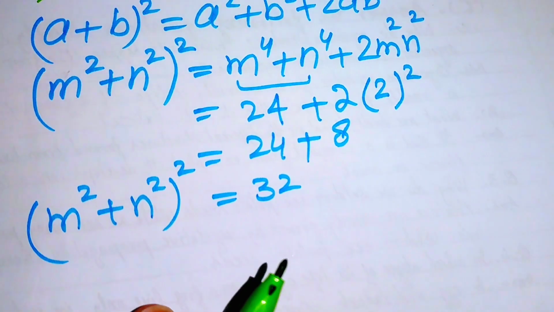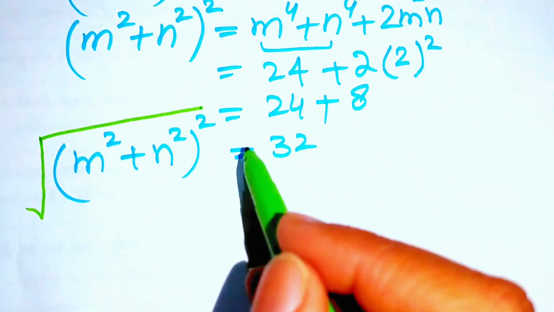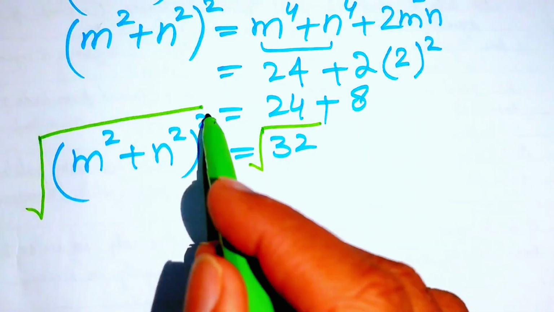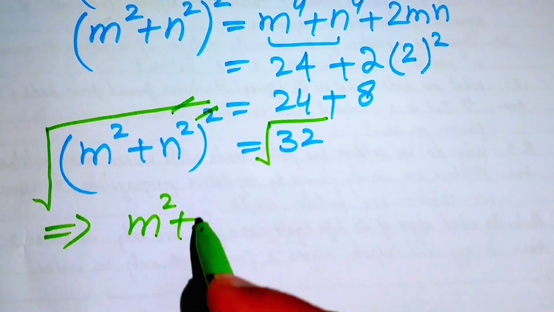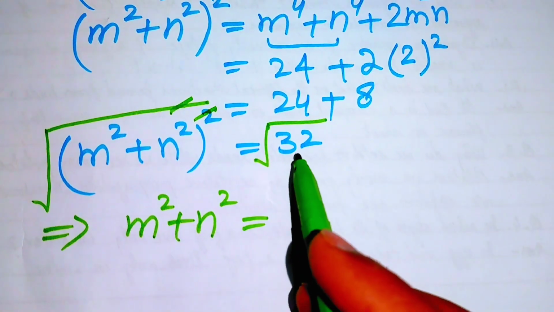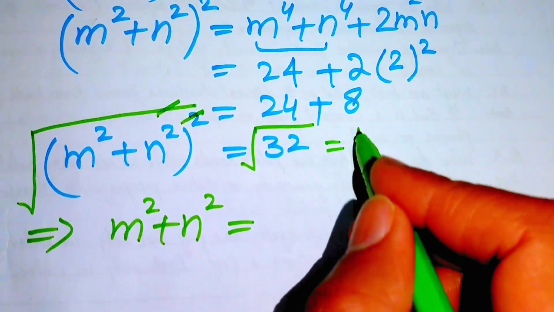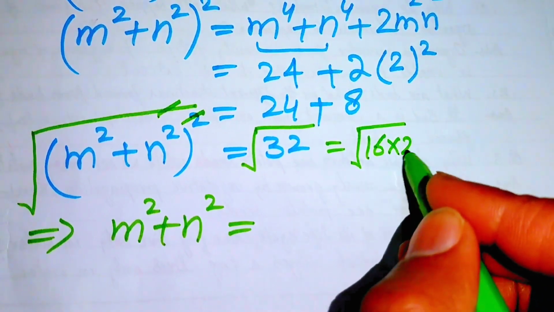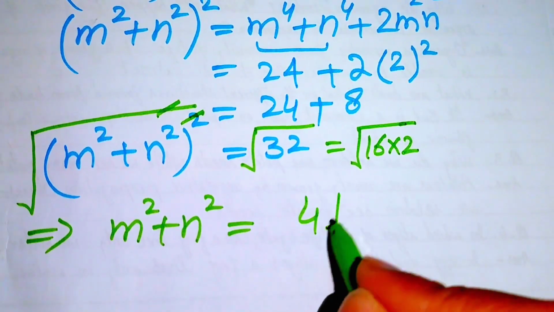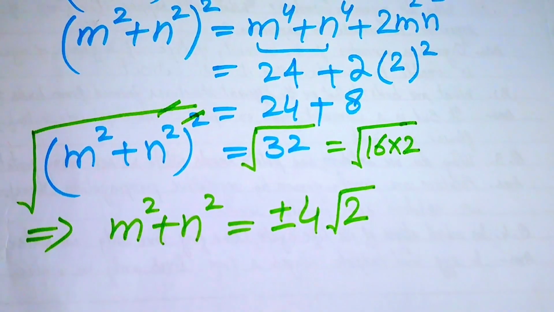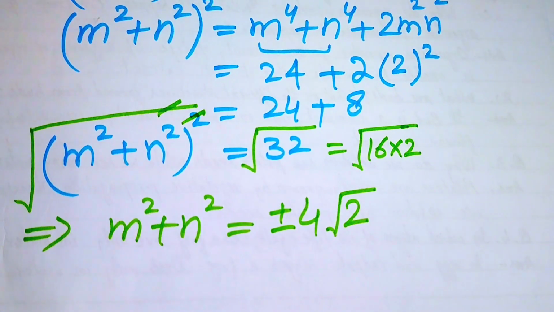And now here we take the square root on both sides of this equation in this form. And you see here, this 2 and square root are gone, and this implies that m square plus n square equals, here we write 32 as 16 times 2, and you know that the square root of 16 becomes 4, so 4 times square root of 2, and here we write the plus minus sign because of taking the square root on both sides.